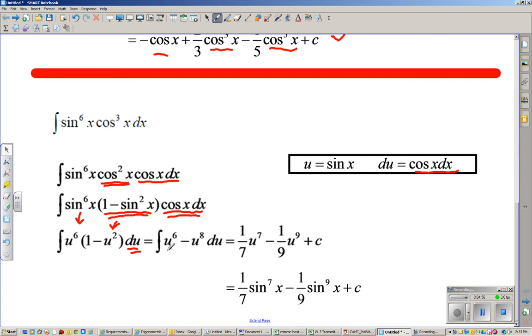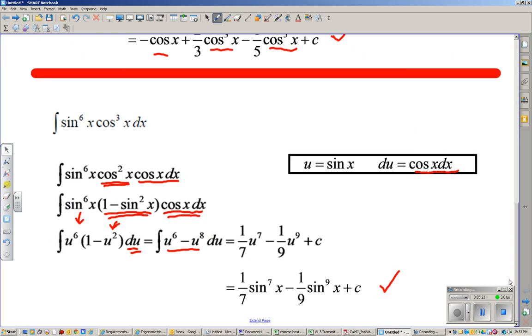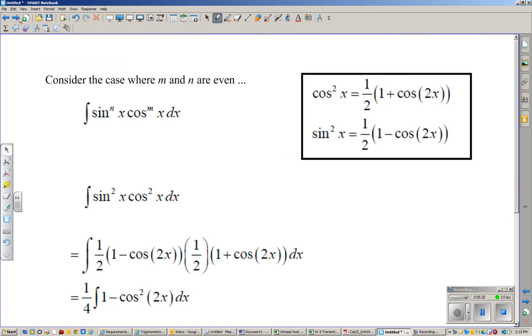So I'll multiply through by the u to the sixth. I'll evaluate. u to the 7th over 7, u to the 9th over 9, and then back substitute, and I've got my final answer. When you're watching the video, you might want to pause and just study over what I've done in the steps, but these first three, I think I've got them pretty straightforward for you. Let's take a look at what happens when we have evens.